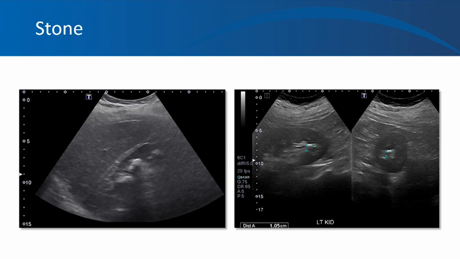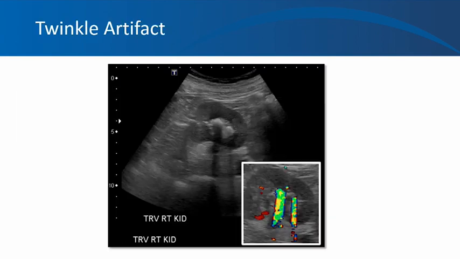And ultrasound is not a sensitive test to identify ureteral and lower urinary tract stones. It is good to identify stones in the kidney parenchyma. And hydronephrosis acts as a surrogate marker for ureteral stones. Twinkle artifact. So apart from shadowing, stones are associated with another useful artifact on Doppler ultrasound.